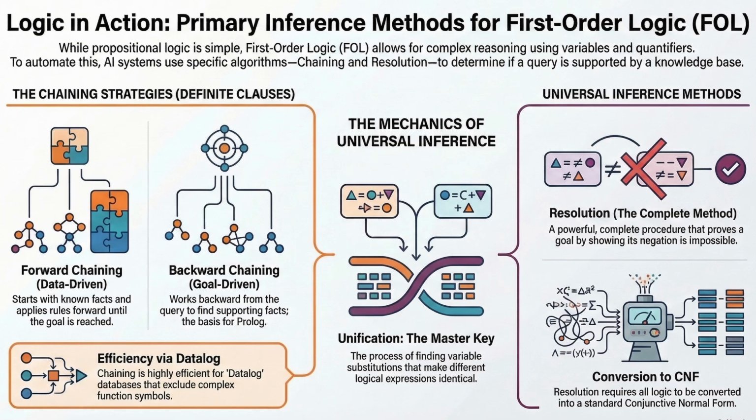Then it starts smashing. It resolves "Jack killed Tuna" with "no one loves a killer," resulting in "no one loves Jack." It resolves "Jack loves animals" with "someone loves animal lovers," resulting in "someone loves Jack." It resolves "no one loves Jack" with "someone loves Jack," resulting in the empty clause. Boom. Proof. It's ruthless. It really is the nuclear option.